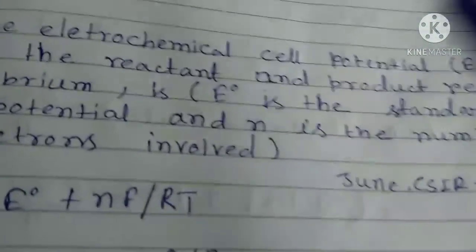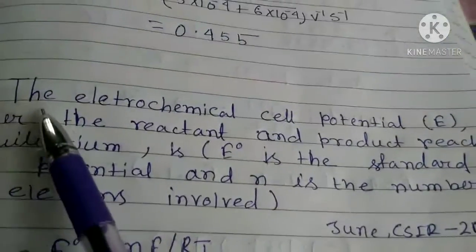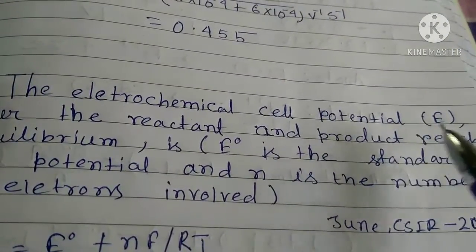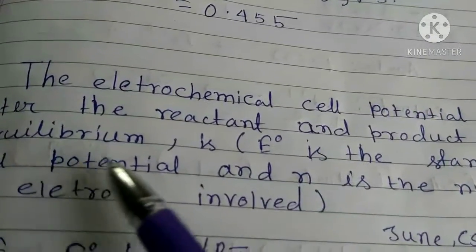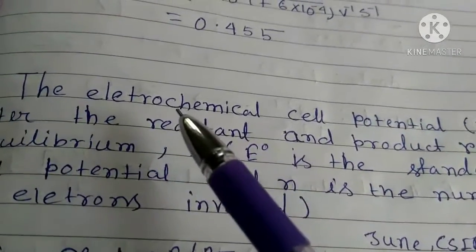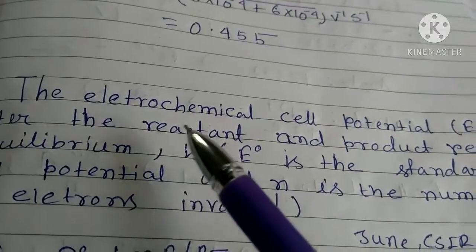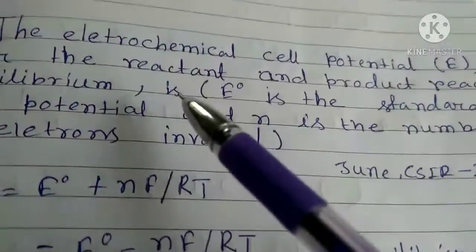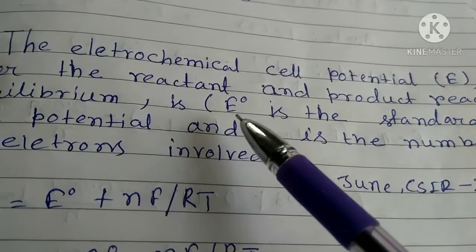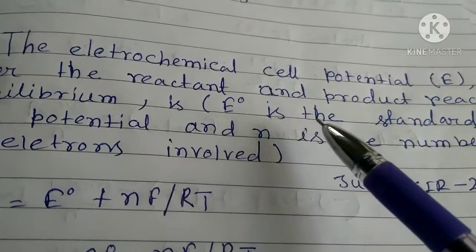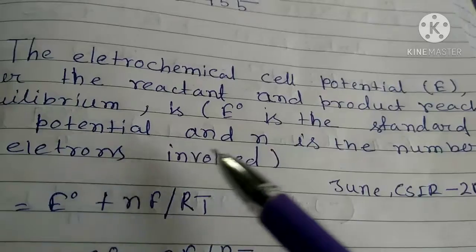Next question came in June CSIR 2017. The electrochemical cell potential E after the reactant and product reach equilibrium. Okay, so we have to calculate the cell potential when the system is in equilibrium. Also additional information is given that E0 is the standard cell potential and n is the number of electrons involved.